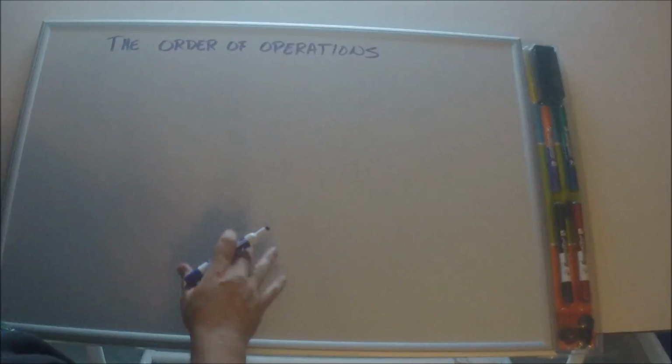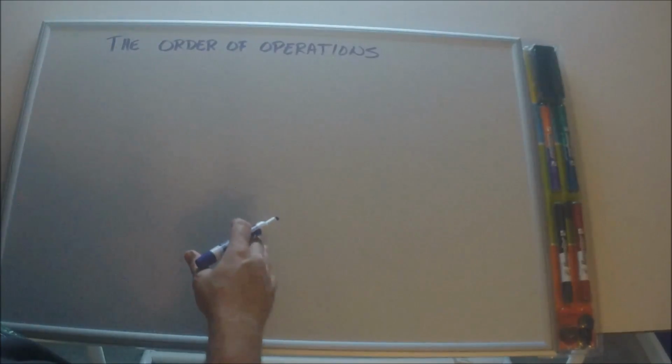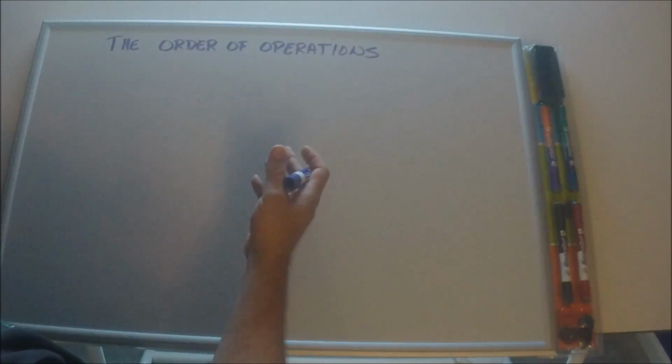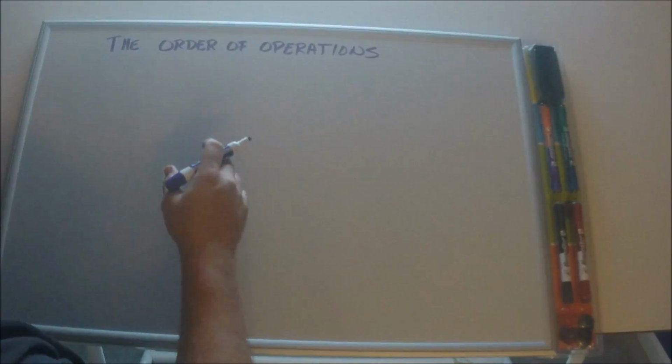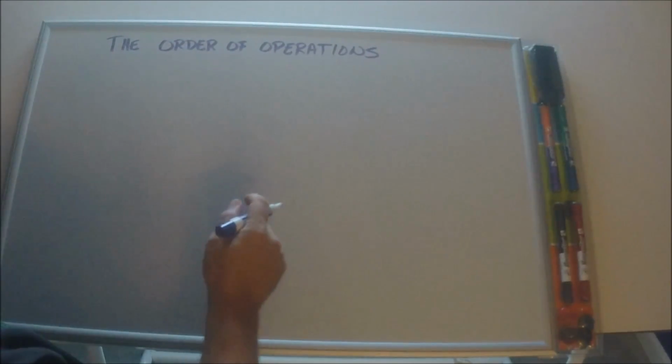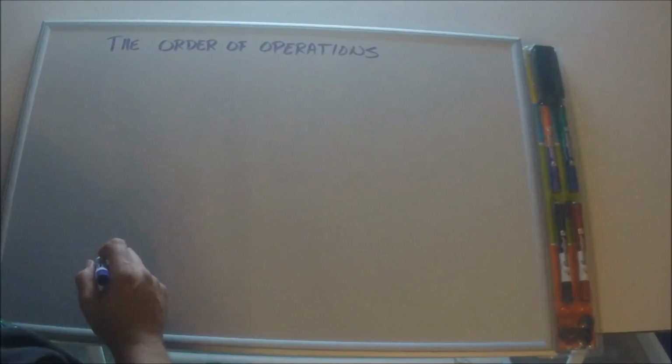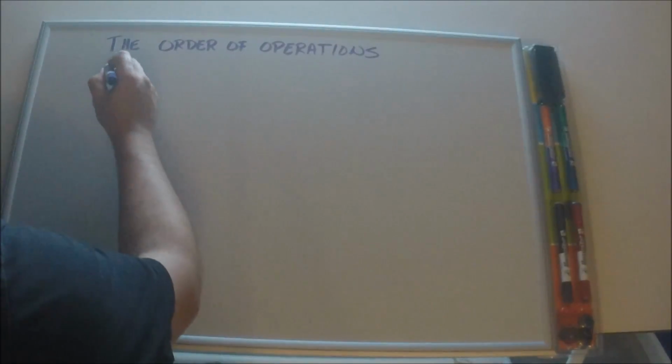The first subject that we're going to talk about this week is the order of operations. The order of operations is a set of rules that we use to simplify expressions. Now, math doesn't read like English. It doesn't just read left to right. So we have to have a set of rules to tell us what to simplify first when we have a long expression.